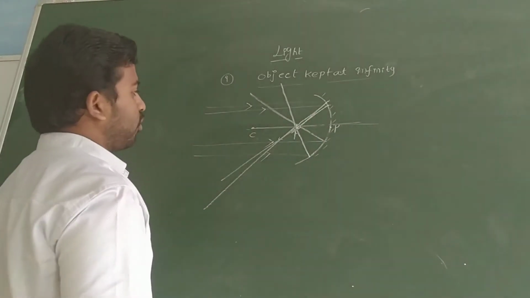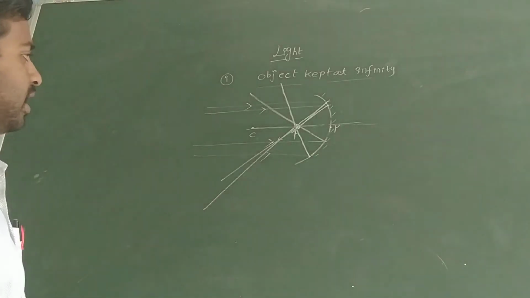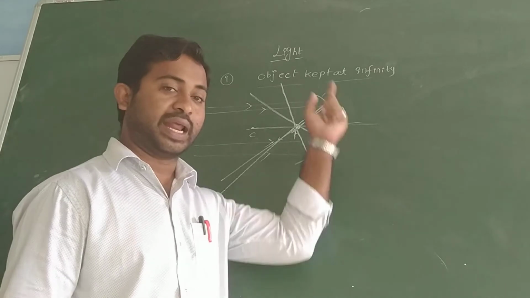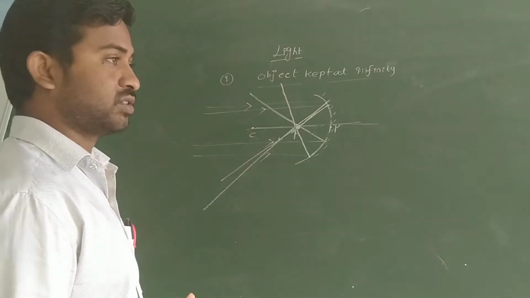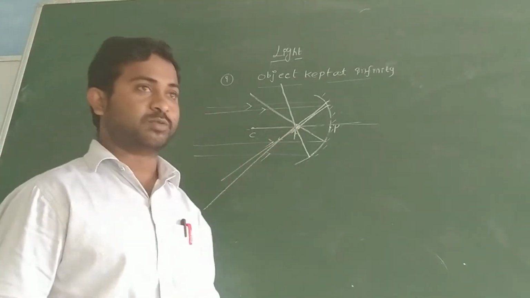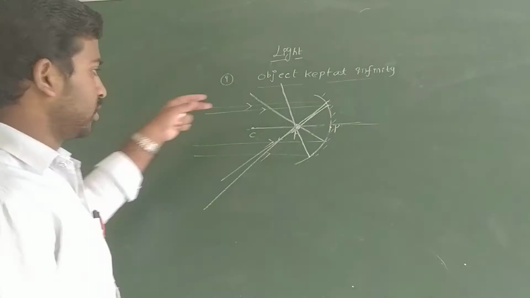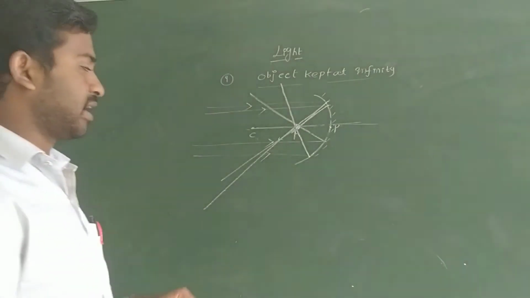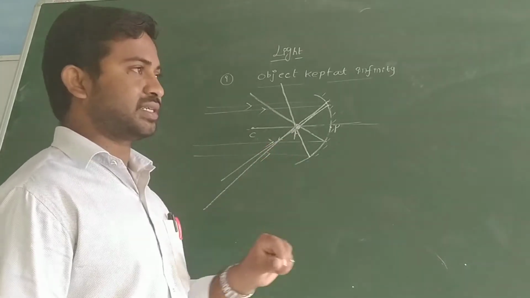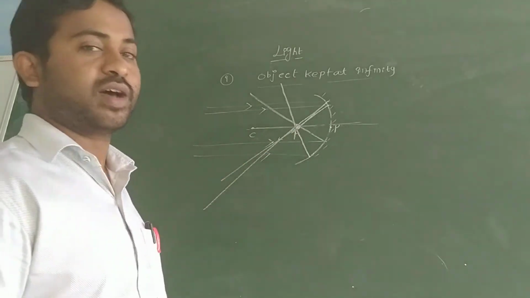So where will the image be formed? Whenever the object is kept at infinity, the image is formed at the focus. We call this the principal focus. Last class I discussed what the principal focus of a concave mirror and of a convex mirror is. Whenever the incident light rays come parallel to the principal axis, after reflection the reflected light rays intersect at some point on the principal axis. That point we call the principal focus of the concave mirror.